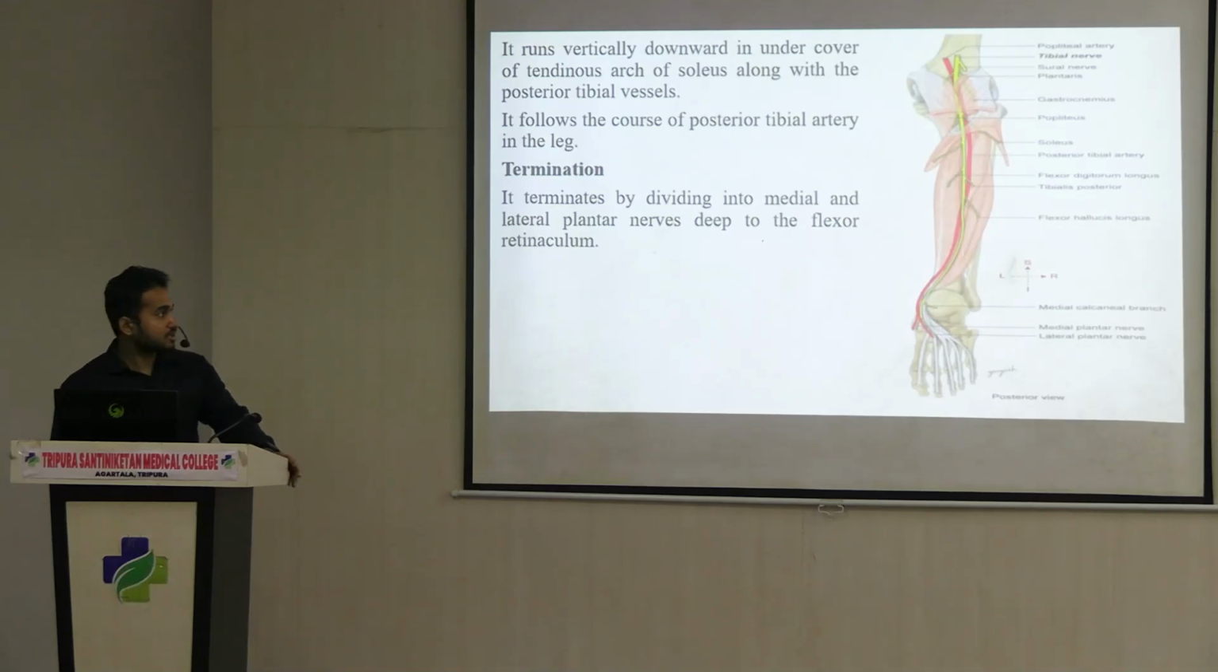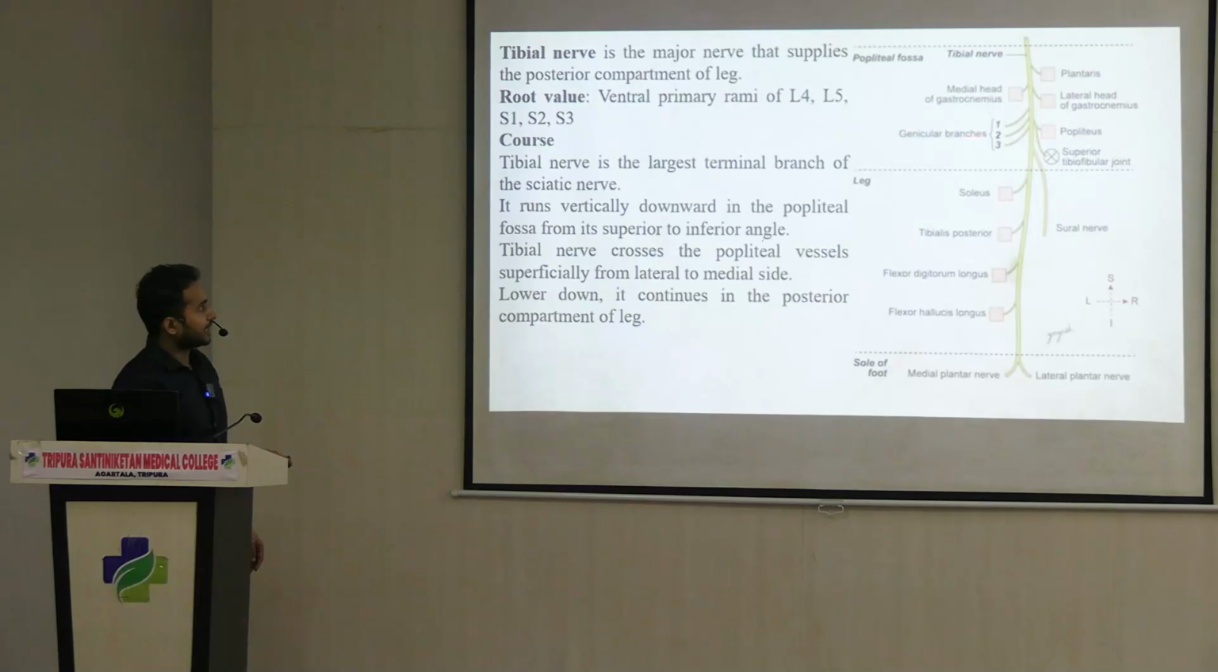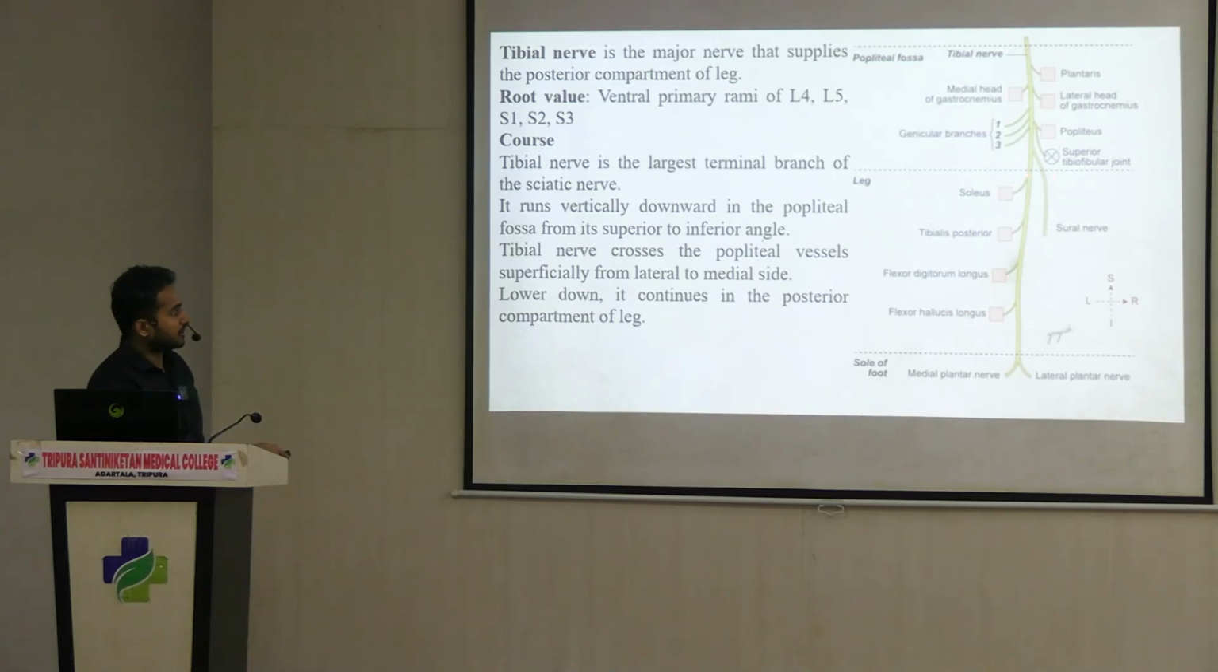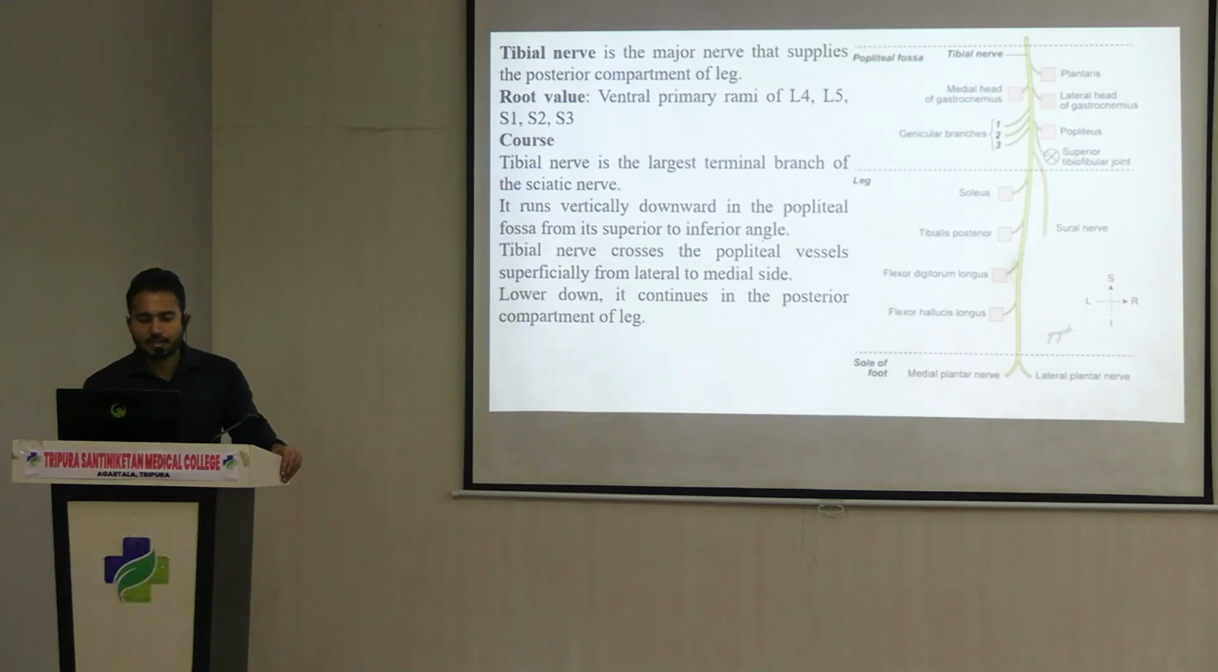Next, the branches. Here you can see the diagram showing the branches of the tibial nerve. What are the different types of branches we are getting? Cutaneous branches, that is the medial calcaneal nerve, then the sural nerve. The most important cutaneous branch of the tibial nerve is the sural nerve, as you can see over here. Now, which area is supplied by the sural nerve? The lower half of the back of the leg and the lateral border of the foot till the little toe.